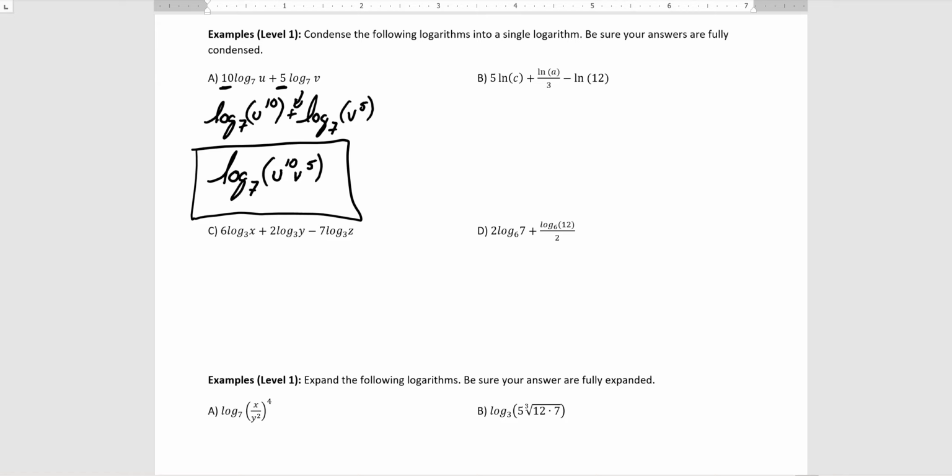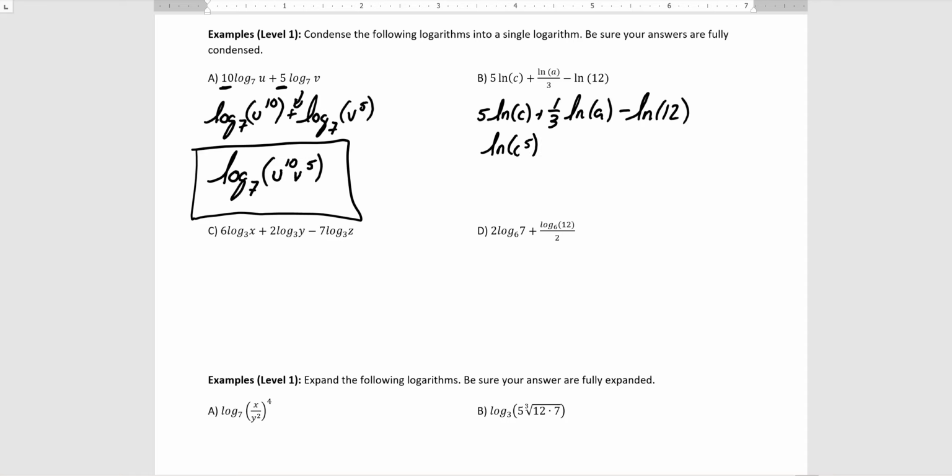So I have 5 times the natural log of c plus the natural log of a over 3 minus the natural log of 12. So one thing I want to point out here, dividing by 3 is the same thing as multiplying by 1/3. So I want to rewrite this as 1/3 times the natural log of a, because I think that makes it a little more apparent what I'm going to have to do here. I know that this is going to become the natural log of c to the 5th.